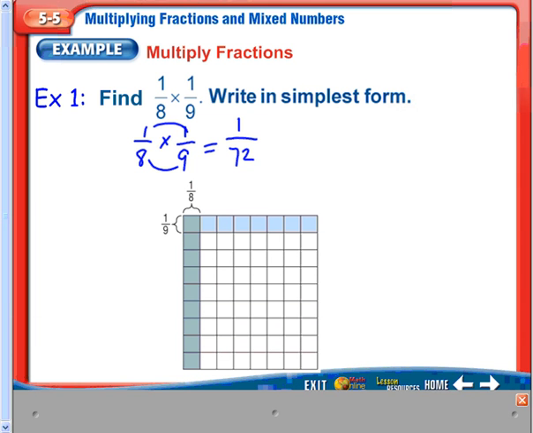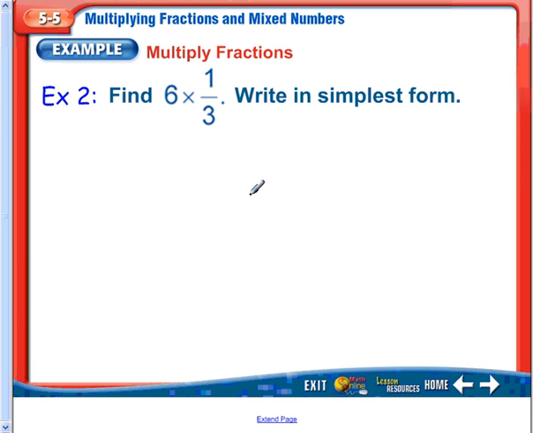So as I look at the image I have below, this shows 1/8 of the strip out of the 8 rows, and this is 1/9, one column out of the 9 columns. So altogether we have one piece out of the 72 pieces on this grid. And I can't simplify this fraction, so I am done.